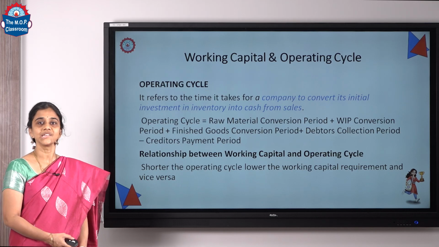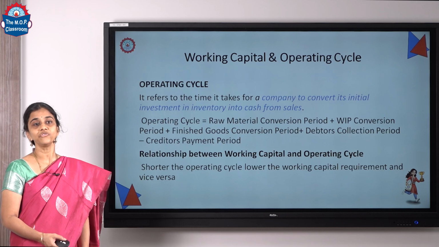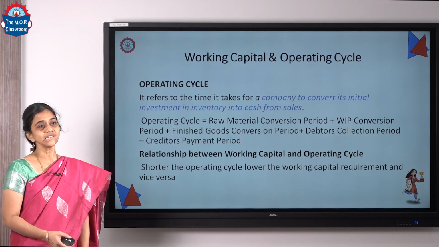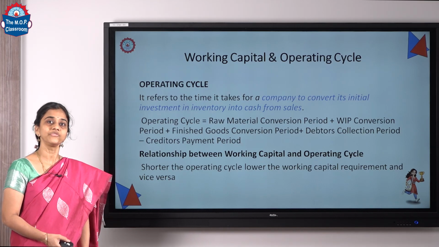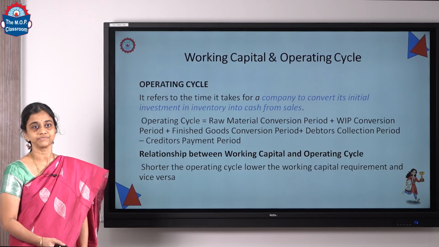Let me explain it with an example. Suppose I own a retail store. Say I run a pharmacy. I'll have to buy medicines and stock them. The medicines that I buy cannot be sold immediately. It might take 10 to 15 days to sell them. So that 15 days is my operating cycle.